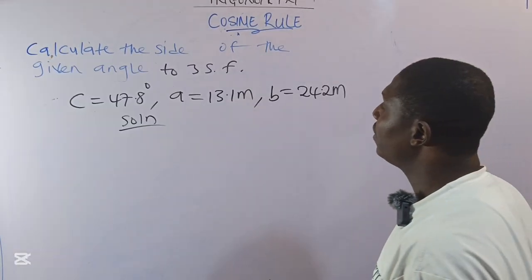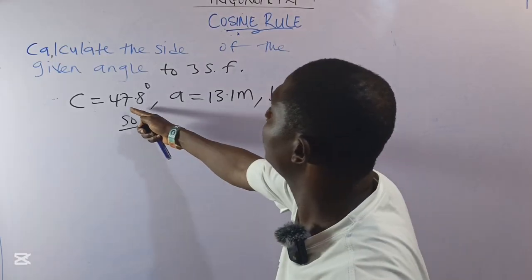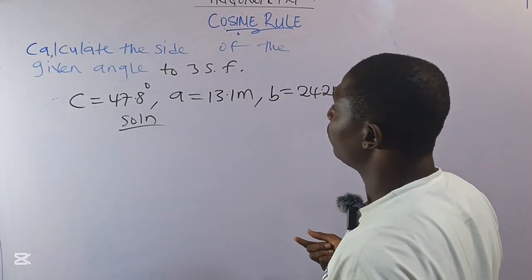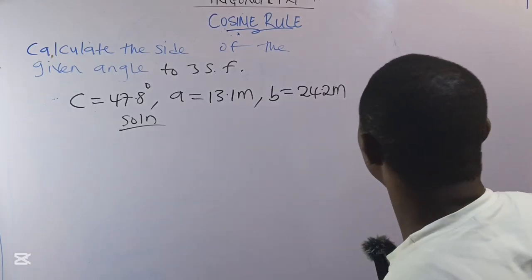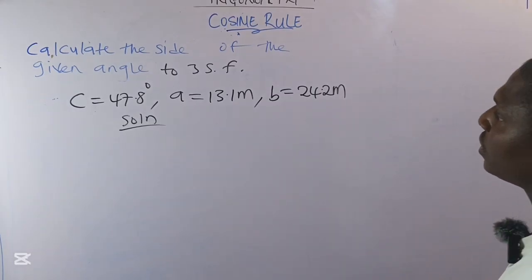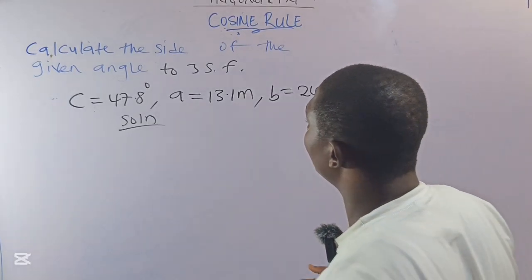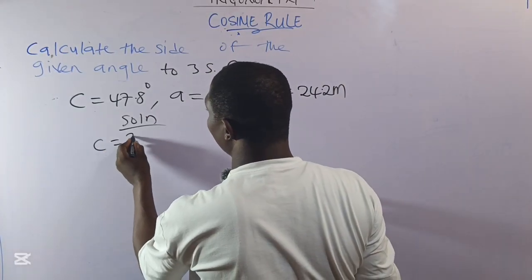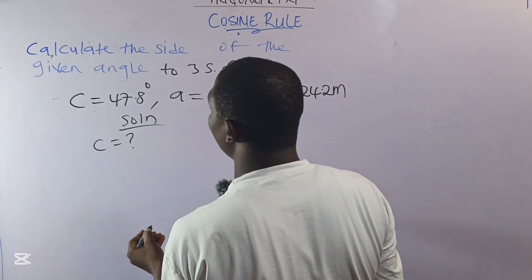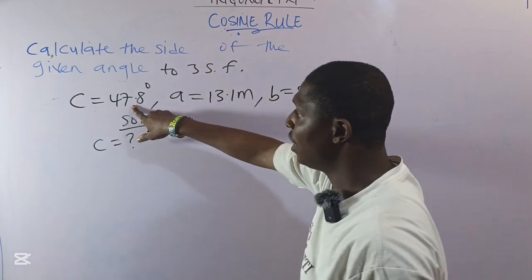So again, we are given these parameters. Angle C is 47.8 degrees, A is 13.1 meters, and B is 24.2 meters. Let's say we should calculate the side of the given angle. If the given angle is angle C, then the side we want should be small letter c, which is our question.